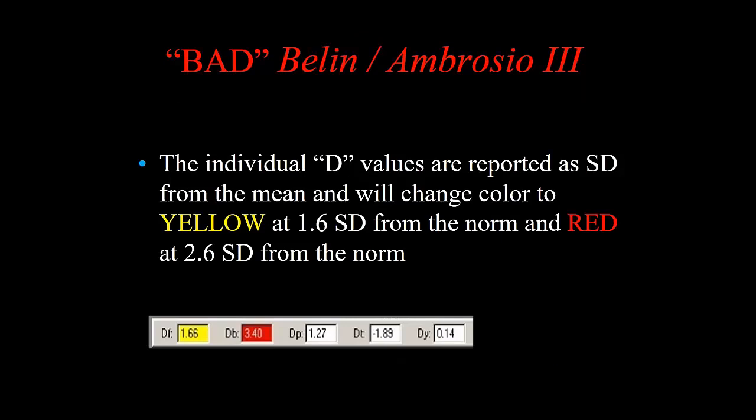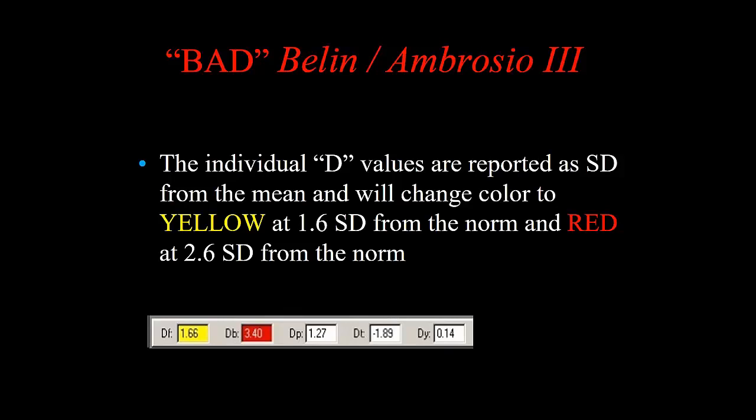And we report all these individual parameters in standard deviations. Just by convention, we color code them if you want them color coded: if an individual parameter changes to 1.6 standard deviations or greater, it turns yellow. If it's 2.6 standard deviations or greater, it turns red.